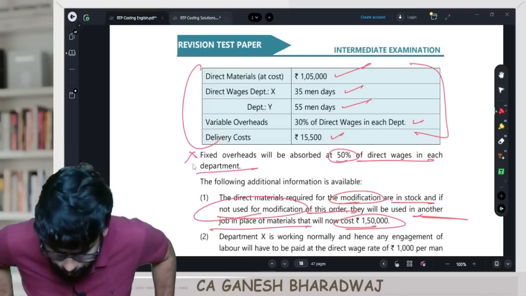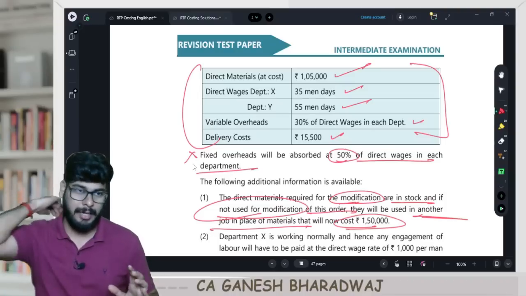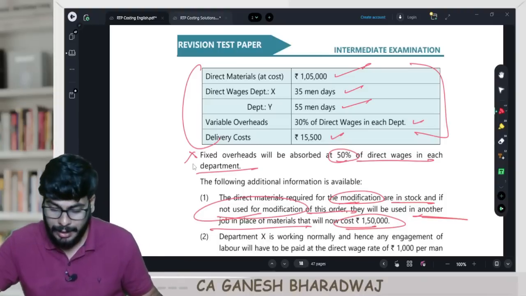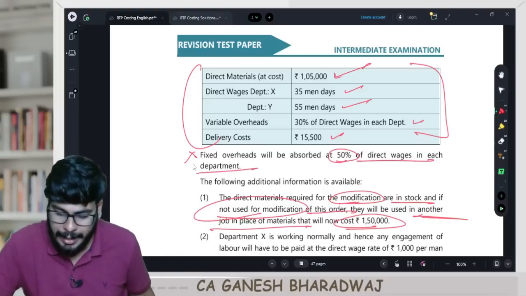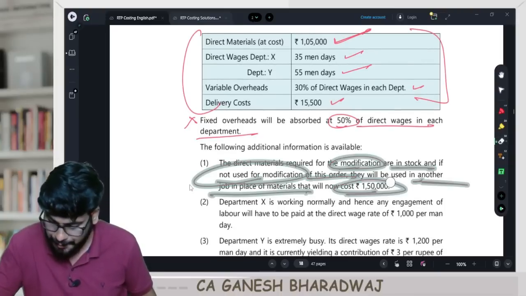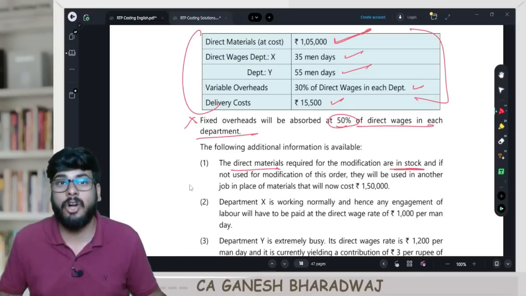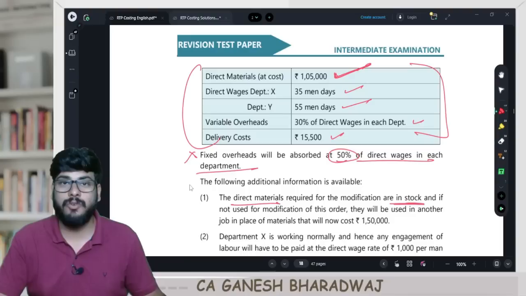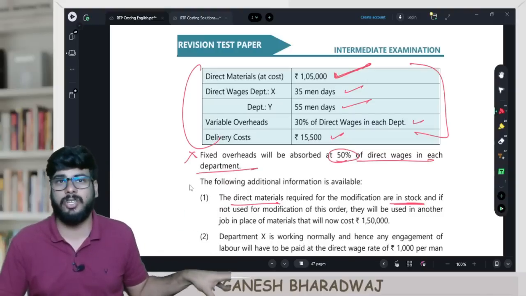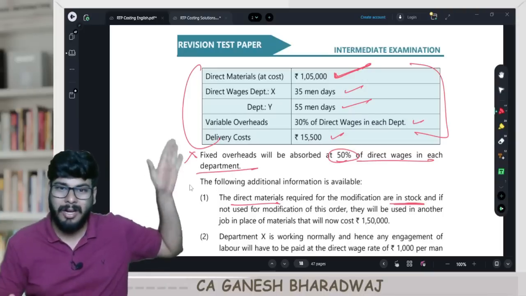What has happened? Now, if I am going for this modification that the new customer has asked me, I need to use some materials, correct? Now, the cost of the direct material is how much? 1,05,000. Now, read this very carefully. The direct materials required for this modification are already in stock. Meaning, this 1,05,000 rupees, at some point of time in the past, I purchased and kept it. It is already there in the stock. Are you clear with this? It is not a cost I need to now incur and buy. It was already incurred.